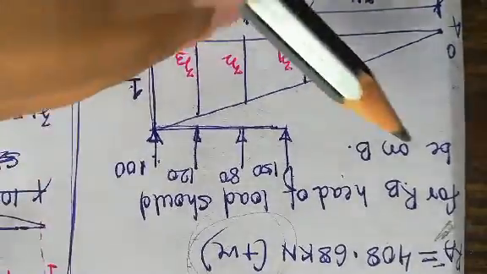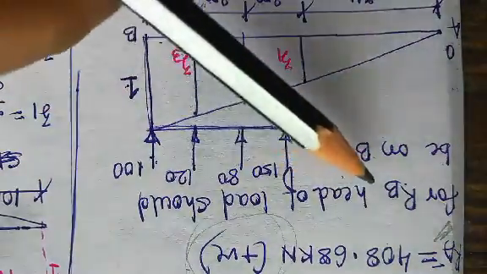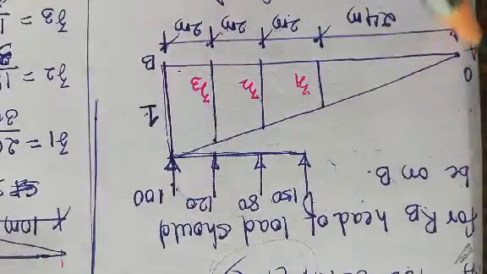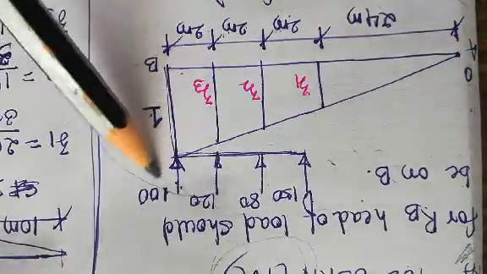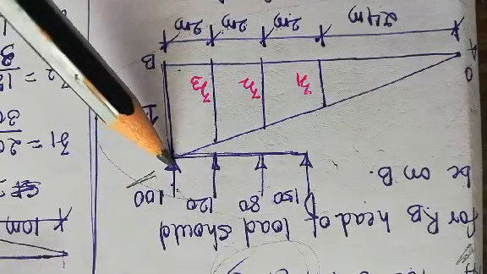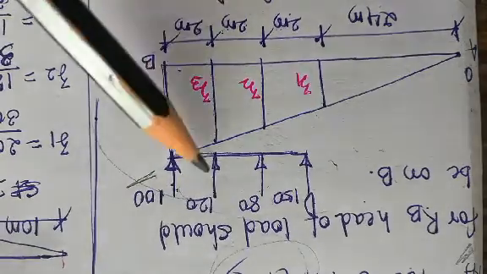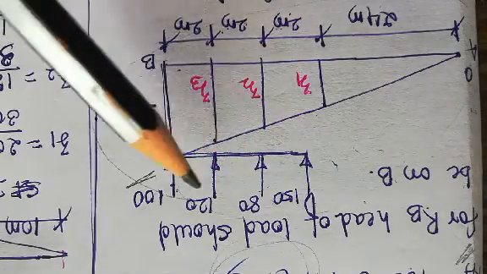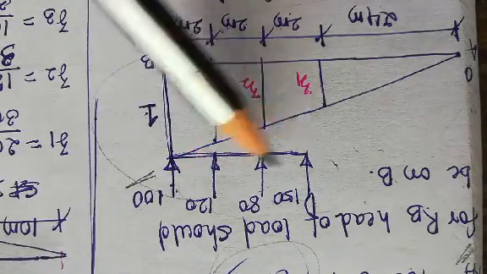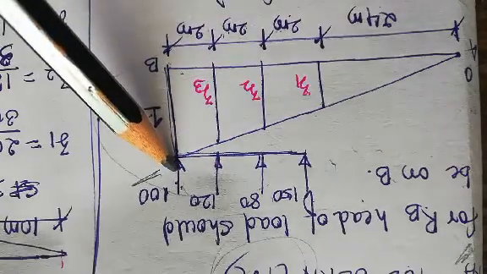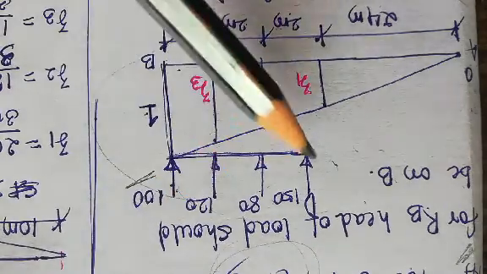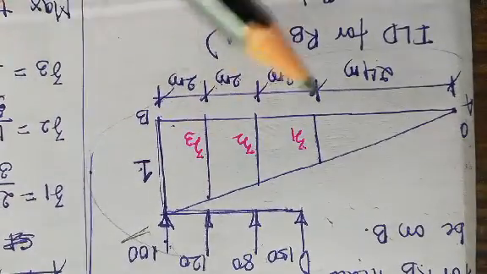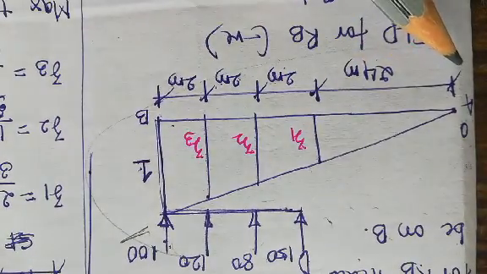Now next, for RB. For RB, the head of the load should be on B. So this is the arrangement. The head of the load means here the 100 kilonewton, which is placed on B. Similarly, with their 2 meter gaps, we place the loads behind this 100 kilonewton, that is 120 and 80. The distances are 2 meters. So this is the influence line diagram for reaction RB.